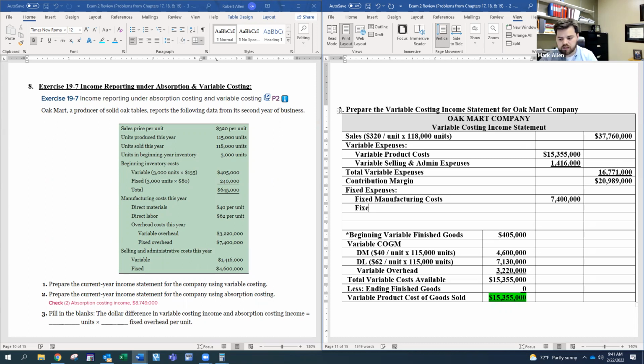Then we've got our fixed selling and admin costs. And whenever we do this, this will be, of course, our $4,600,000 found right at the very bottom of table 2. That will give us a total here of $12 million in total fixed expenses. And that will give us net income in this case of $8,989,000. Okay. So that's what we end up with here.